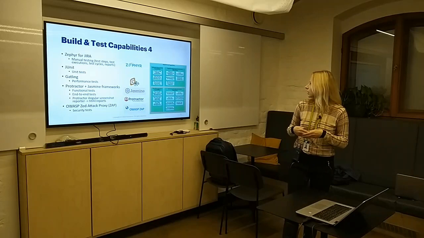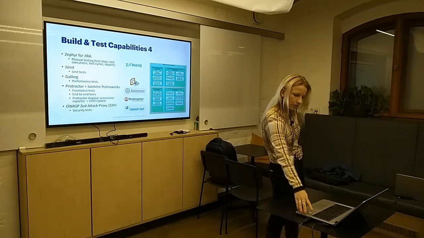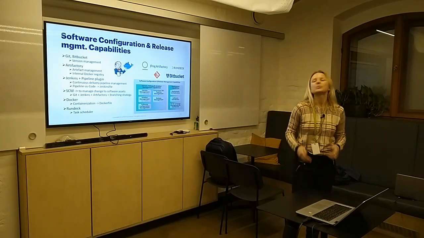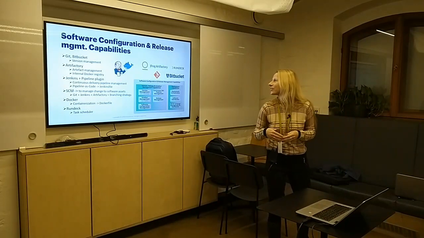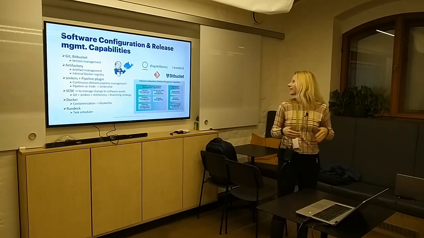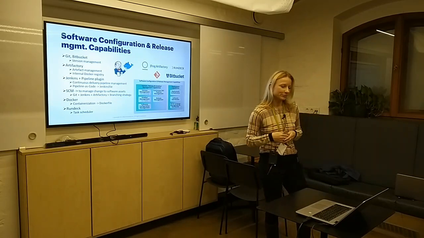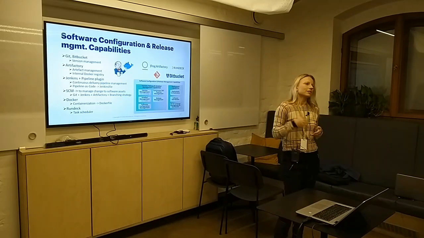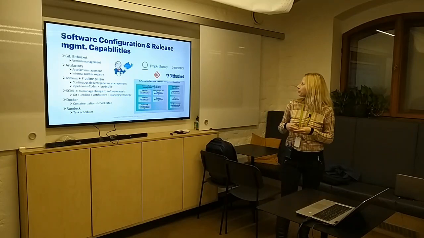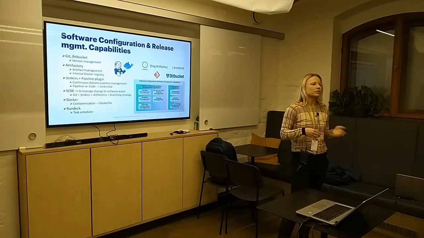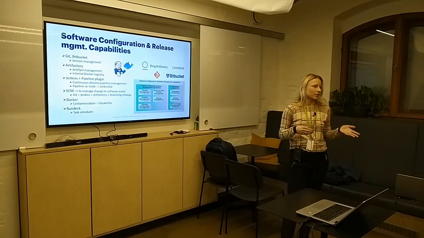Yeah, let's go further. Software configuration and release management capabilities. So Jenkins, Docker, Artifactory, Rundeck, and Bitbucket are also mentioned here. So what is inside this capabilities section? Version, release, and artifact management, of course, and some deployment capabilities.